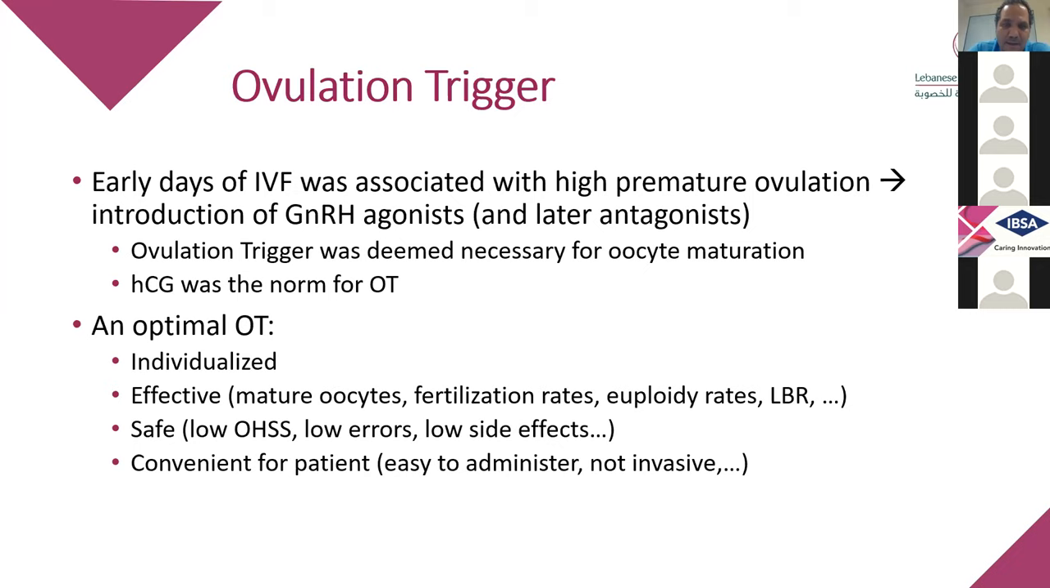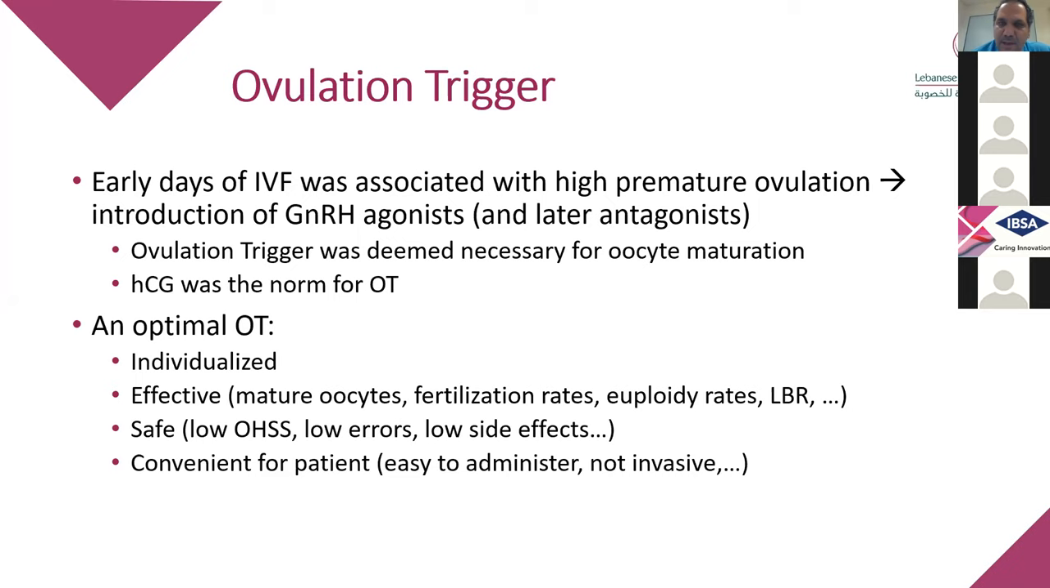We want it to be effective. We want basically to get mature oocytes, good fertilization, no or less aneuploidy, and a good live birth rate. It has to be also safe, with a low risk of ovarian hyperstimulation. But we also want to keep in mind not to increase the burden that the patient may have during these medications. And the side effects, obviously, have to be taken into account. And the convenience for the patient, whether it is easy to administer or not, is also important.